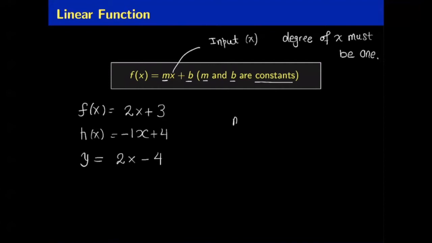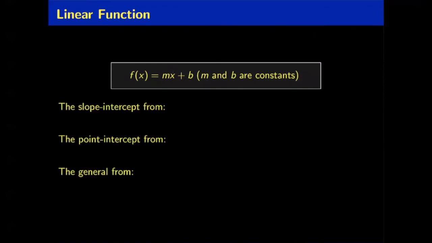Here, m is a very important constant, which is multiplied by our input x. So m is called the slope of the linear function. A linear function can be written in 3 ways, and these are the 3 ways we will discuss next.